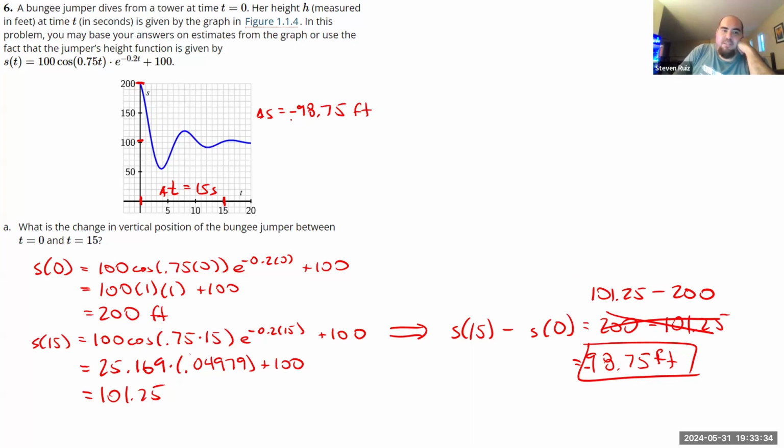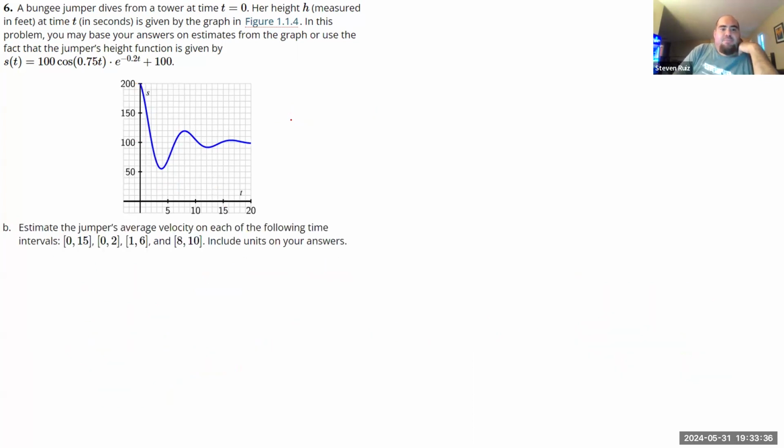Moving on to part B: estimate the jumper's average velocity. I'm going to lean on the word estimate, and I'm going to read these values from the graph. I know we could do this more exactly, and you might have done this more exactly by plugging in these numbers, but let's read these from the graph. We've got 4 different intervals here. For the first one, we actually did get these exact numbers, so let's go ahead and use them.